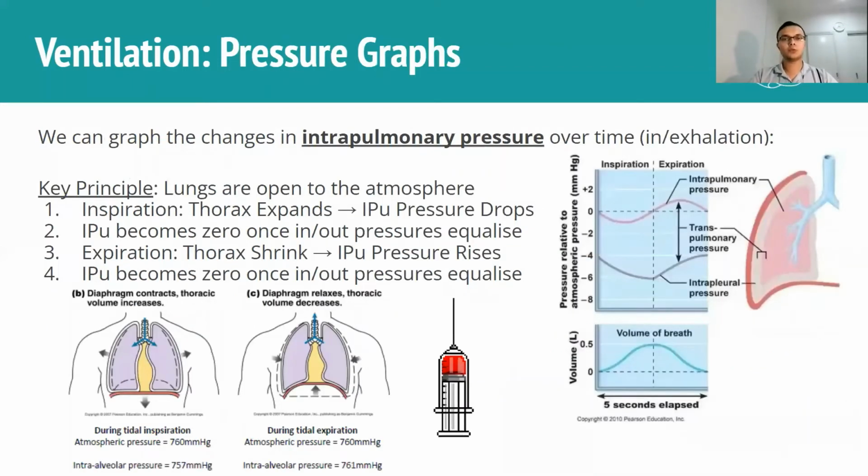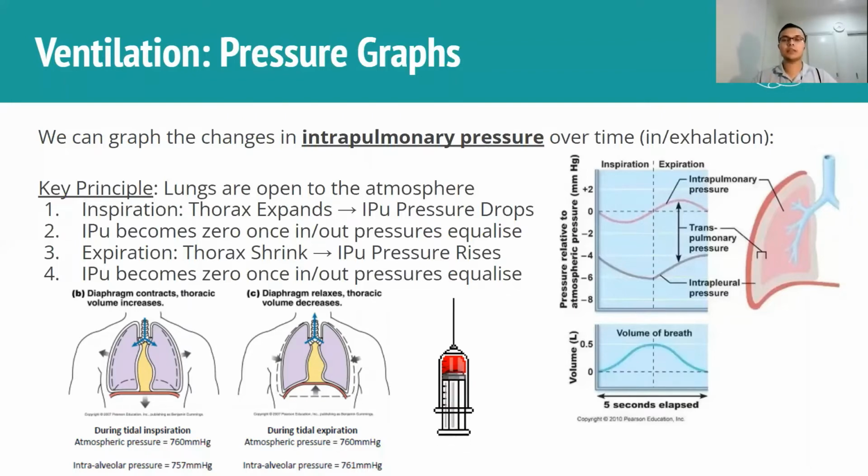Now, it's all well and good to be able to understand the principles behind inhalation and exhalation, but it's also very important to be able to graph these changes that are occurring inside your lungs. So within your lungs, intrapulmonary, the pressure changes. We can look at what's happened to them over time as you breathe in and out and map that. So for example, during inhalation, or inspiration is another way of describing it, we know our thorax is expanding because, again, our diaphragm is contracting to flatten, increasing the space in our lungs.